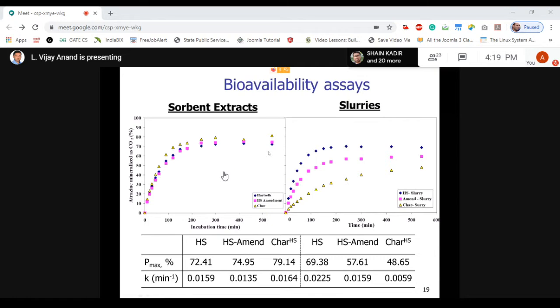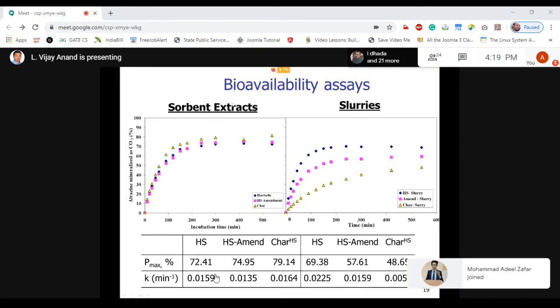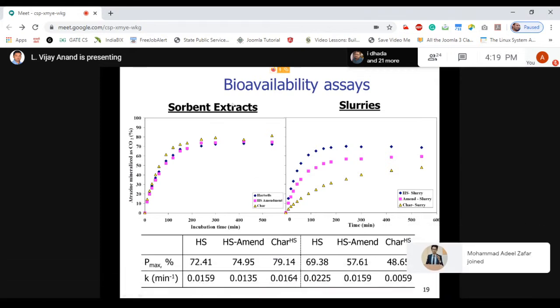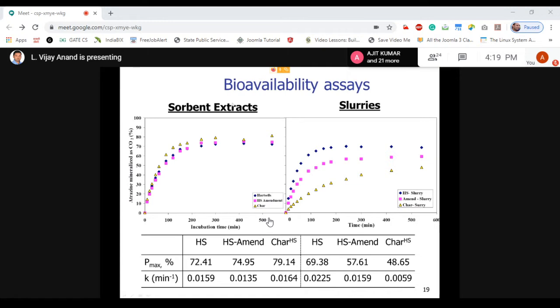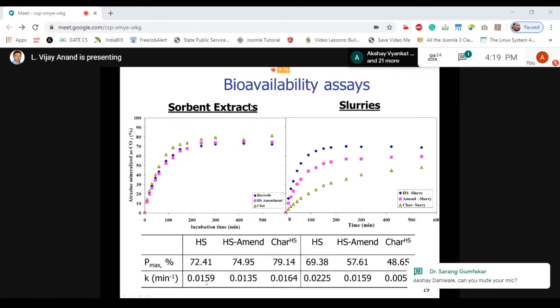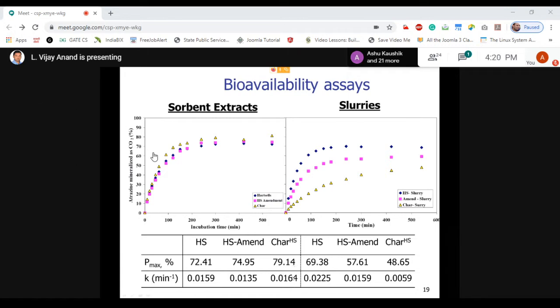On the left, you have just the degradation of atrazine happening in the liquid phase. And on the right, you have degradation of atrazine happening in either soil slurry, soil with char, or just char alone slurries. At the bottom, I have provided the maximum extent of degradation, along with the rate of degradation, the K values. As you can see, in just the aqueous phase, around 79.14% of atrazine has been degraded, and that also has a higher rate of degradation.